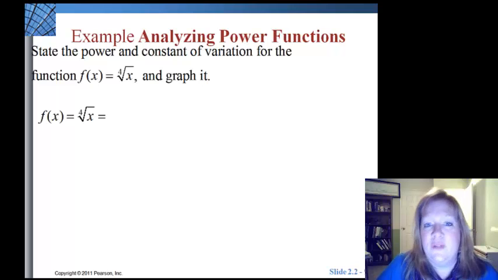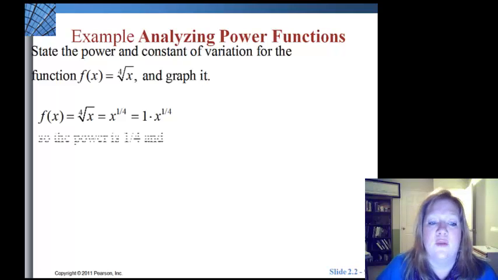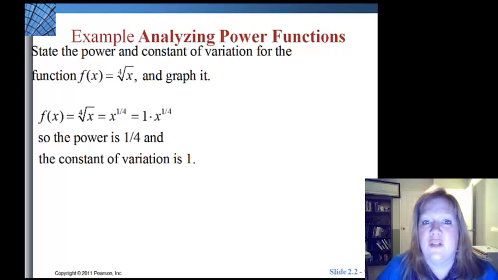Hopefully you remember that when you take the fourth root, you can express that as a fractional exponent. So you've got x to the 1/4. This is a power function because you can have fractions in the power function. You could also say this is 1 times x to the 1/4. There's your constant: the constant's out in front and the power is 1/4. So the power is 1/4 and the constant of variation is 1. You can rewrite those just like that.